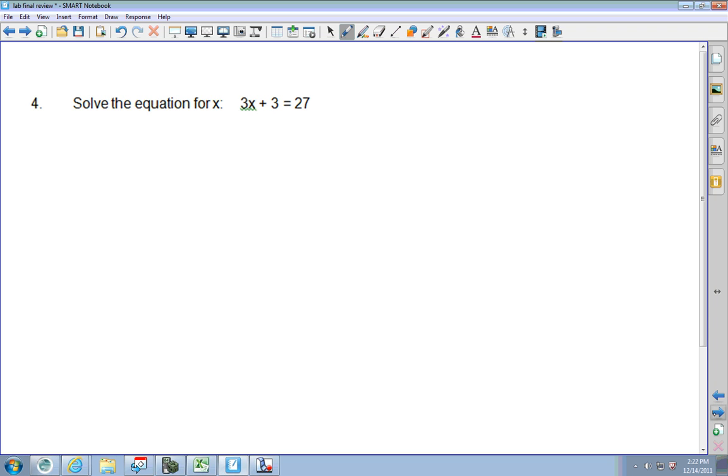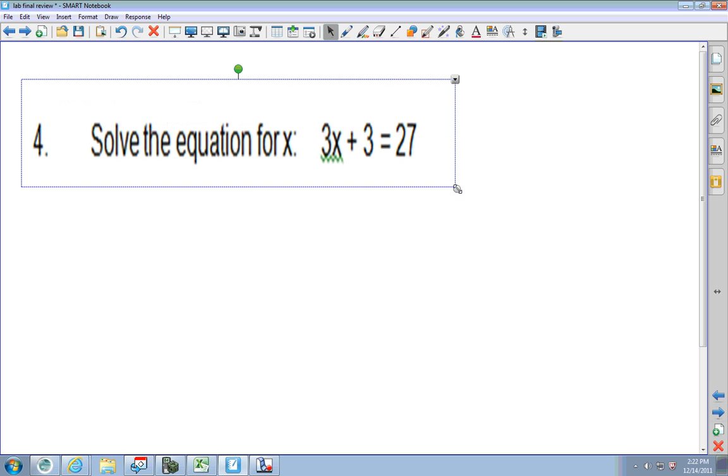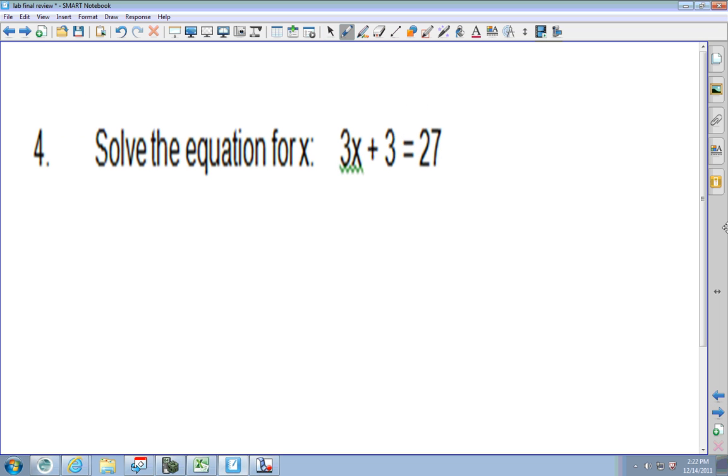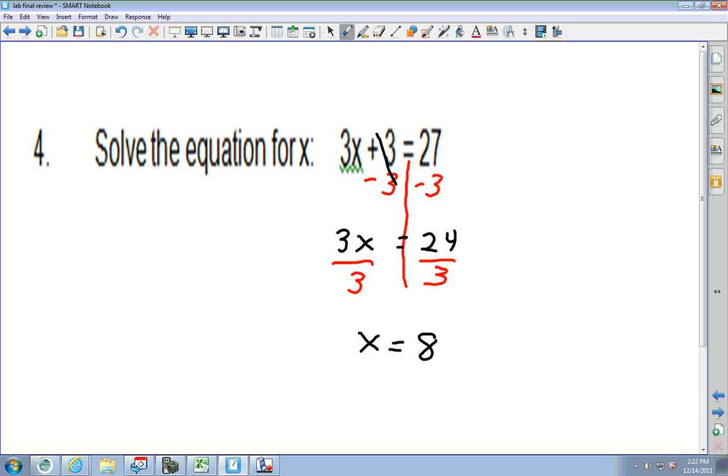Next, solve the equation for x. So let me make this a little bit bigger here. First thing I need to do, here's my equal sign. I'm going to subtract 3 from each side. I get 3x. These cancel out. 27 minus 3 is 24. I'm going to divide by 3. And I get x equals 8.